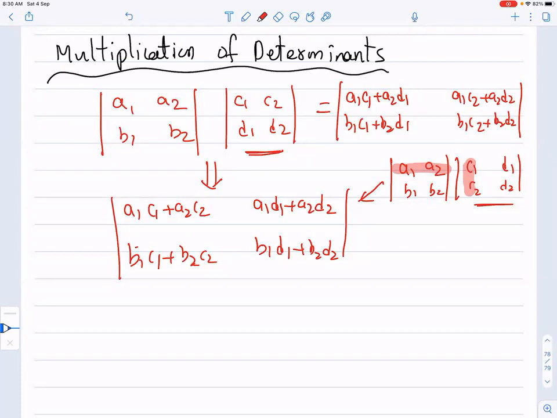Generally, when we solve determinants, we don't go from LHS to RHS. You won't get a question where they give you two determinants and ask you to multiply and tell the answer. No, that's not going to happen. I'll explain how this concept can be used.